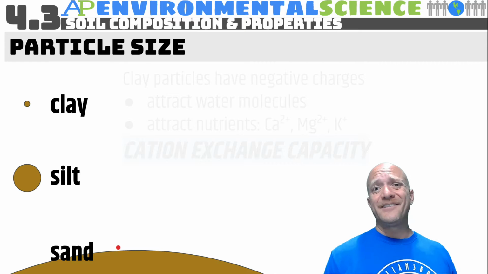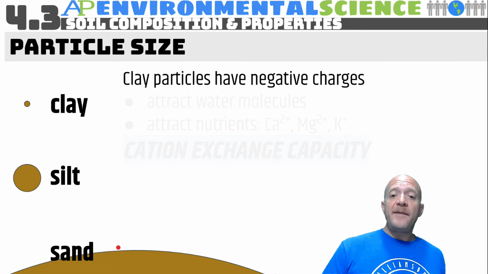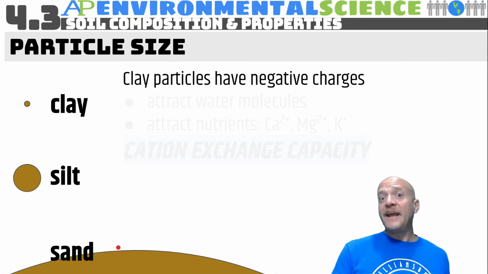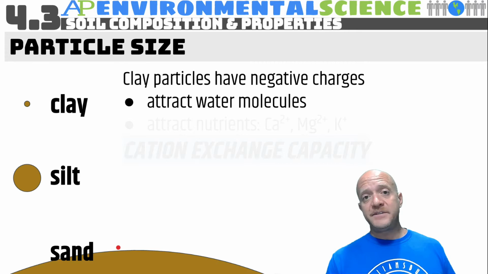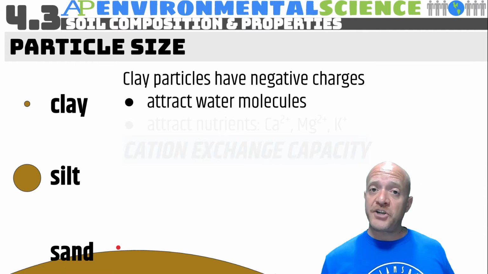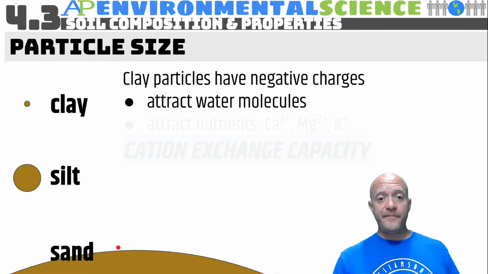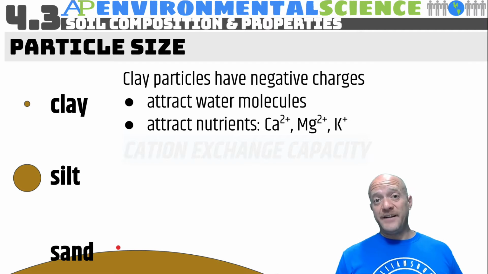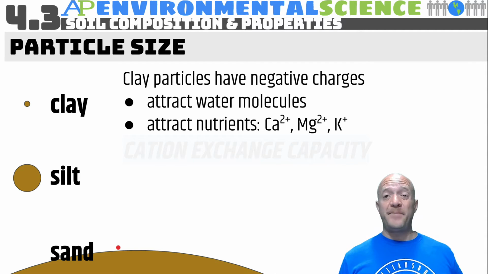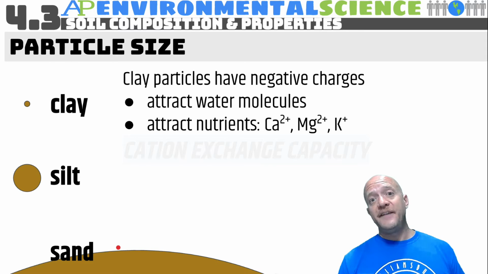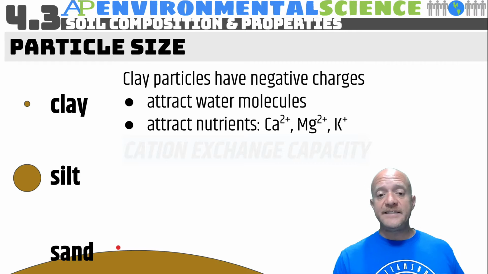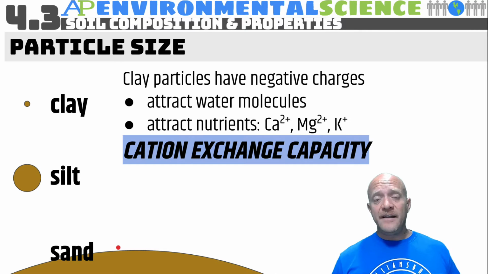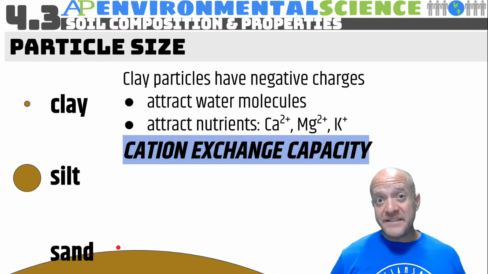Clay is almost like a dust particle. It is so small. Clay particles typically have negative charges, so they will be attracting water molecules because the hydrogen atoms in the water molecule have a slightly positive charge because of their polarity. And they will also attract nutrients like calcium, magnesium, and potassium. And these are nutrients that are necessary for a plant. These nutrients are called cations. Cation is just a fancy way of saying a positive ion.